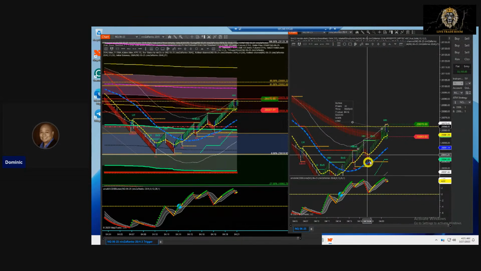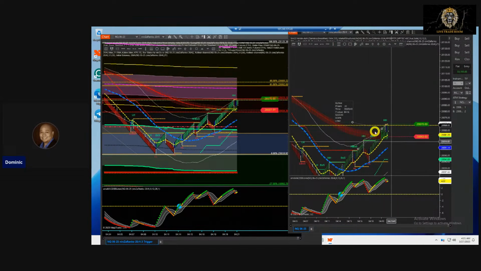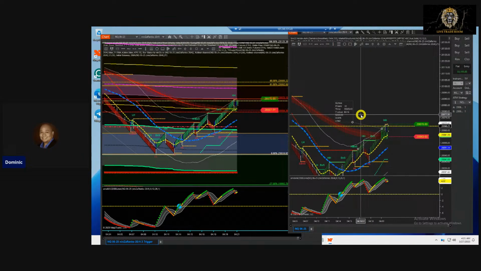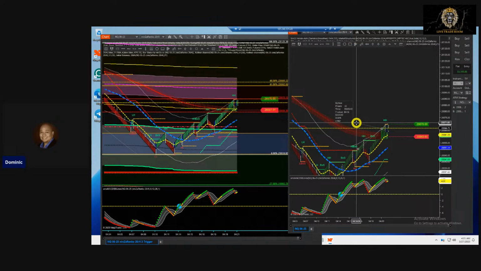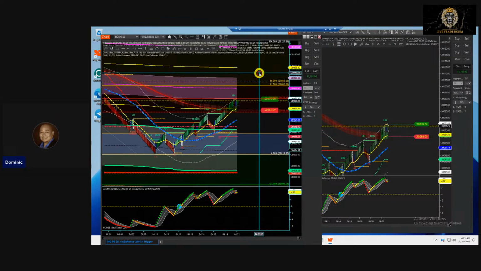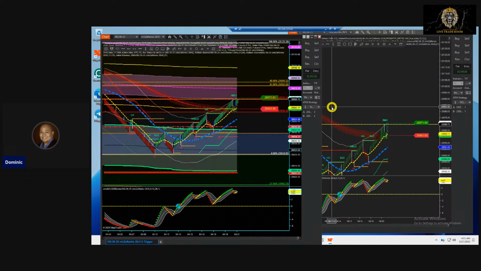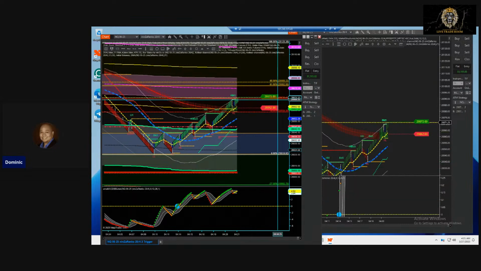And you can see it clearly with these Renkos. That's why I like trading the Renkos. It eliminates most of the noise. Okay, so we're done. Profit close to 1,200.